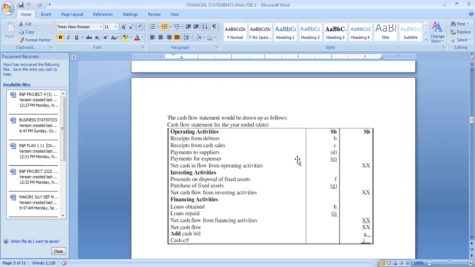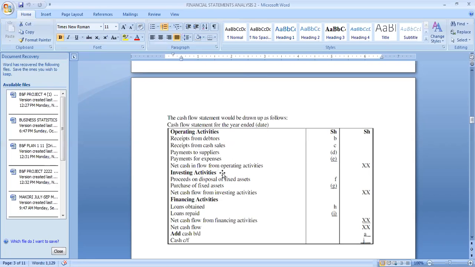Payment to suppliers, you are spending money, this is negative. Payment for expenses, it is negative. Therefore, you add this plus this, minus this, you get this, which is the net cash flow from operating activities.